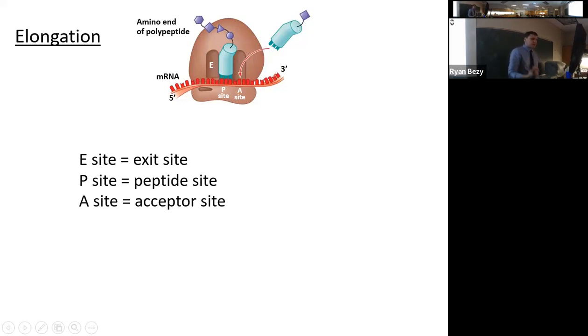If we look inside of ribosomes, they're said to have 3 different main positions, what's called the E site, the P site, and the A site. E site stands for exit site, and we'll talk about what that does in a second. The P site is called the peptide site. It's the main site where peptide bond formation is going to take place. And the A site is called the acceptor site because this is where incoming tRNAs are going to come into the ribosome.